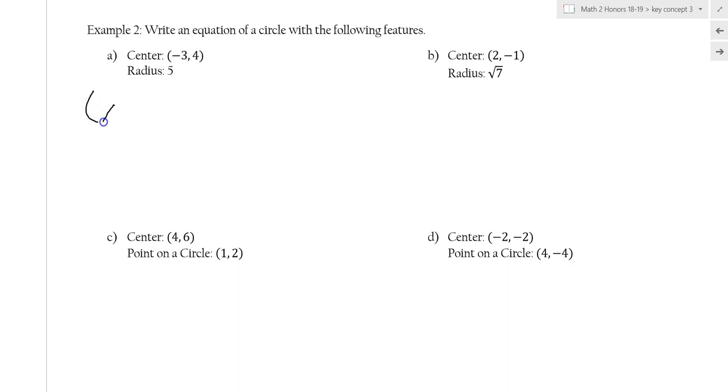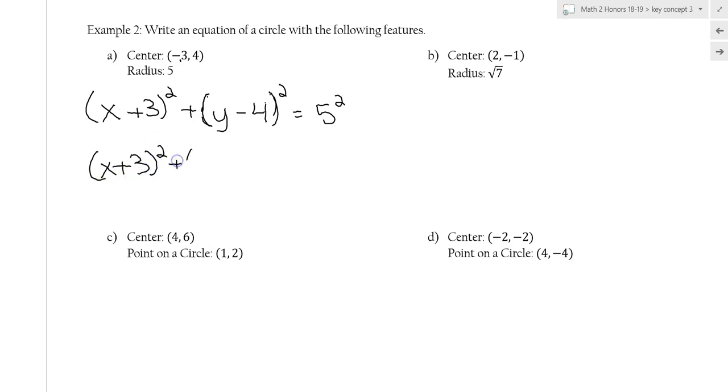So I'm going to start with x. I'm going to change the sign, plus 3, plus y minus 4. Again, change that sign, squared, equals 5 squared. So then, just simplifying that, x plus 3 squared equals 25. And it's just that simple for A.